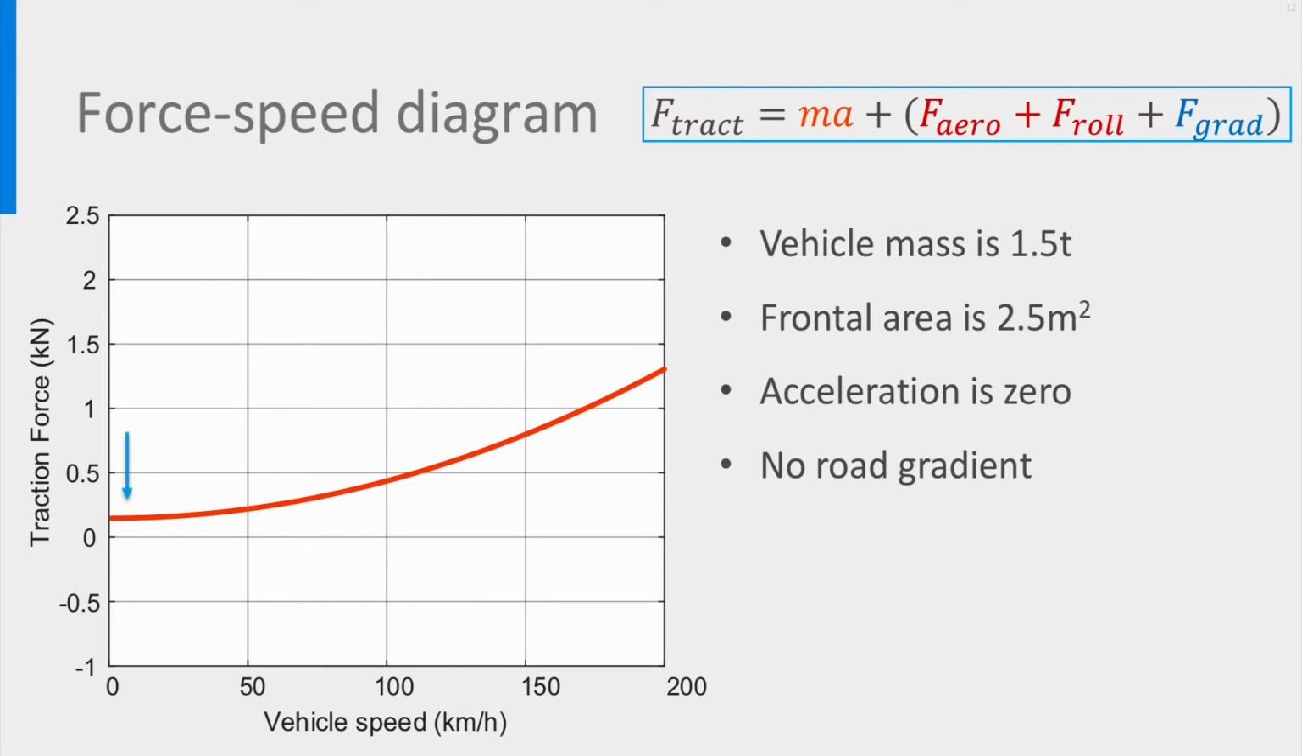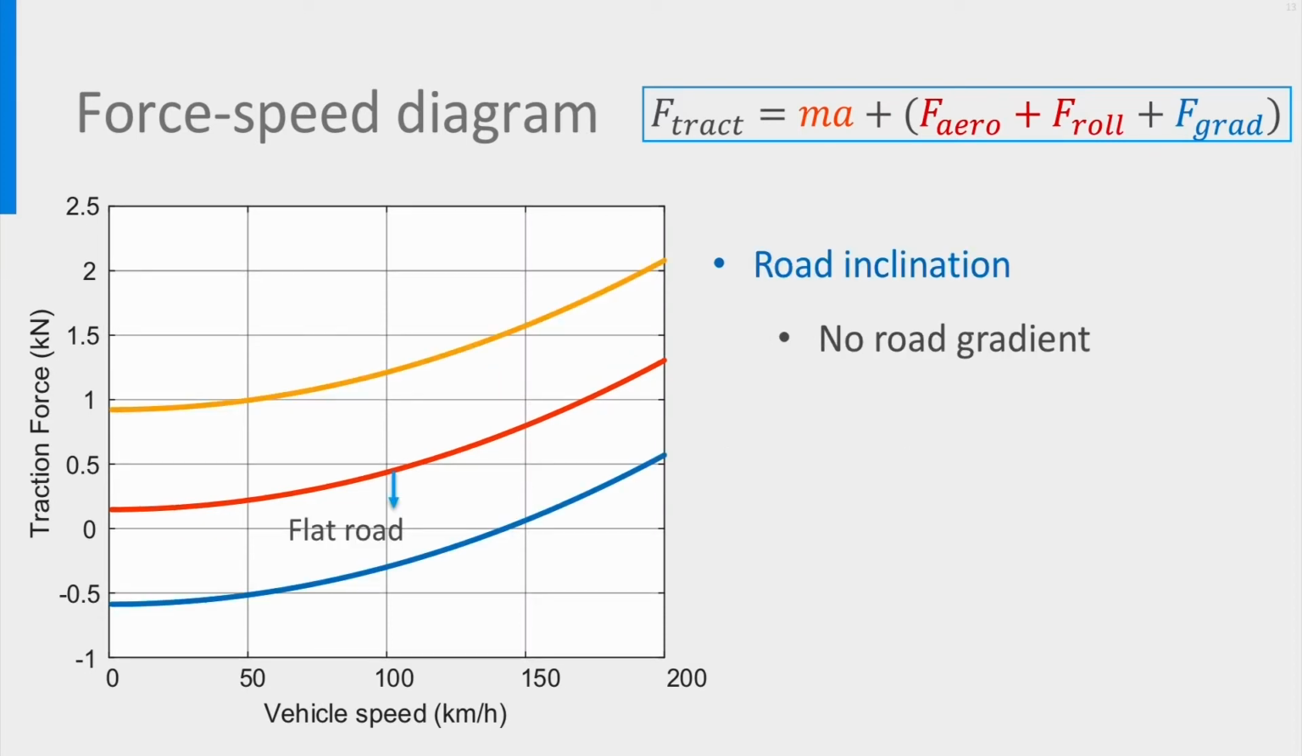When the speed is close to 0, then the traction force is used to overcome the rolling resistance force. As the speed increases, the traction force needed increases fast as the aerodynamic force increases with the square of the vehicle speed.